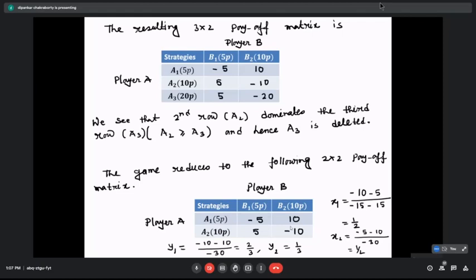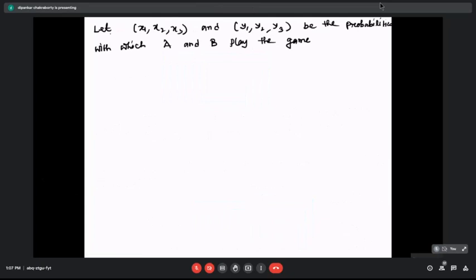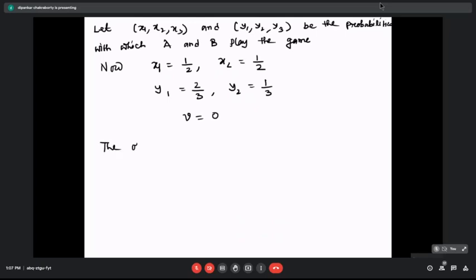I hope you remember I have mentioned the fair game. What is the meaning of fair game? If the value of the game is 0, this game is actually a fair game. Clear? Okay, so now what we are getting, we are going to write down this. Now x1 we are getting as half, x2 is also half, y1 we are getting as 2 by 3, and y2 as 1 by 3, and the value of the game v is 0.